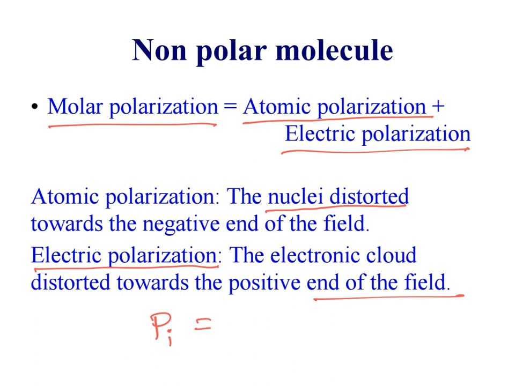Pi equals atomic polarizability, which we take as alpha A, plus electronic polarizability, which we take as alpha E. So if we calculate these two, it is equal to the induced polarization. Now we can relate polarizability in terms of dielectric constant data by using the Clausius-Mossotti equation.